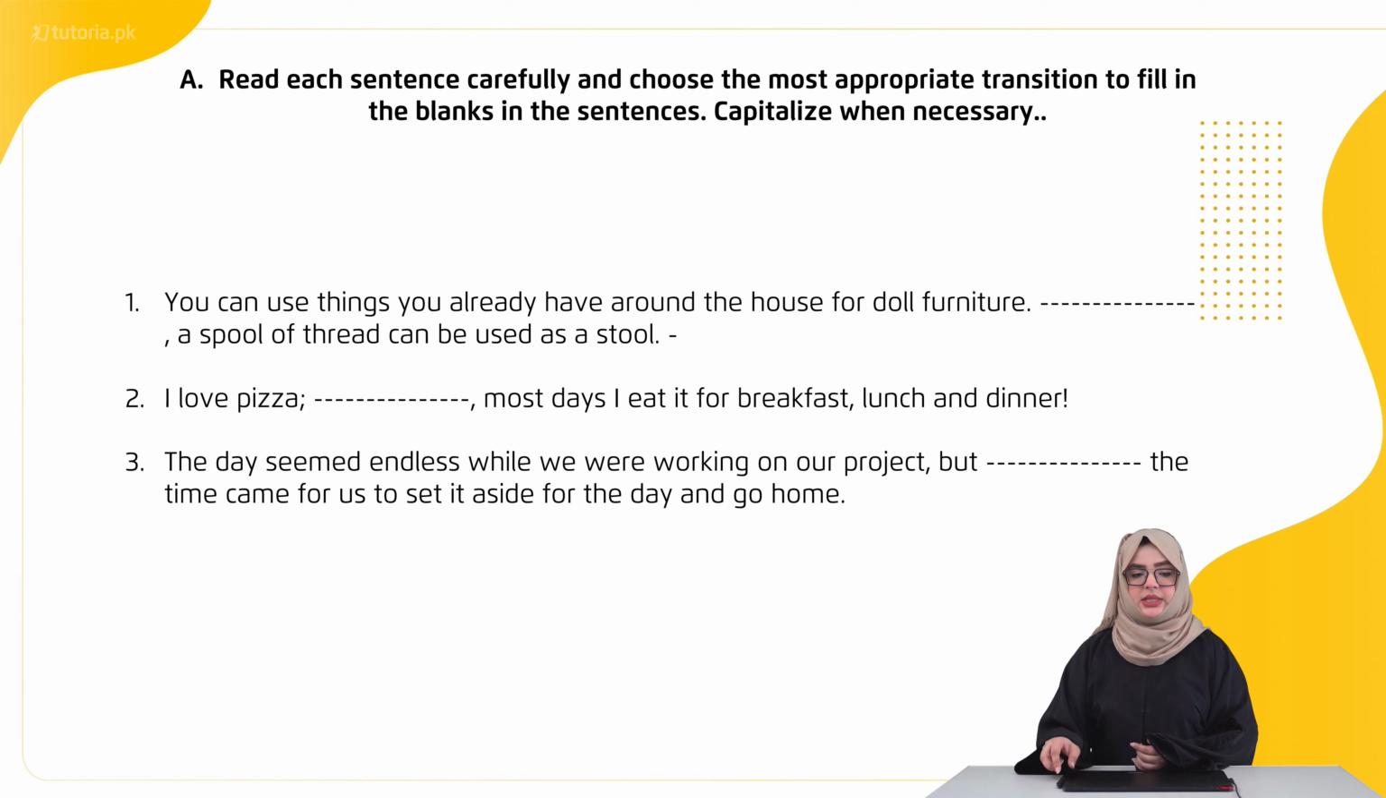So let's move on to its exercise, which is: read each sentence carefully and choose the most appropriate transition to fill in the blanks in the sentence. Capitalize where necessary. So we have the first sentence. You can use things you already have around the house for doll furniture, dash, a spool of thread can be used as a stool. So we'll use here "for example."